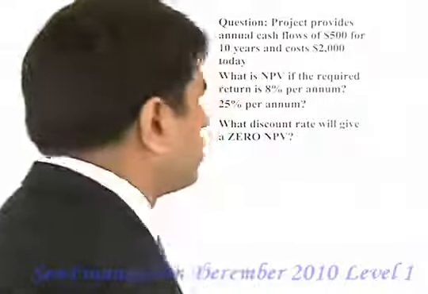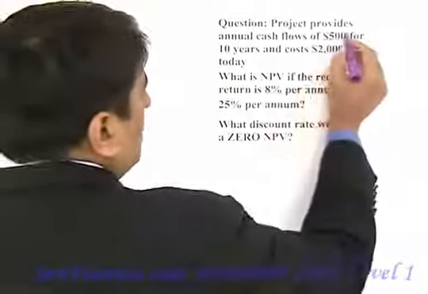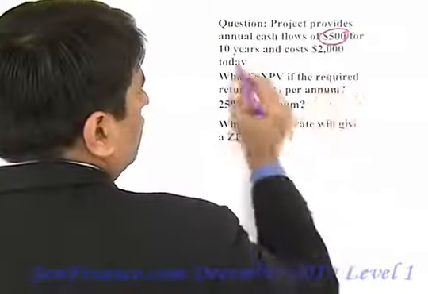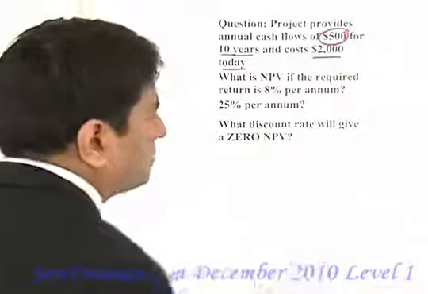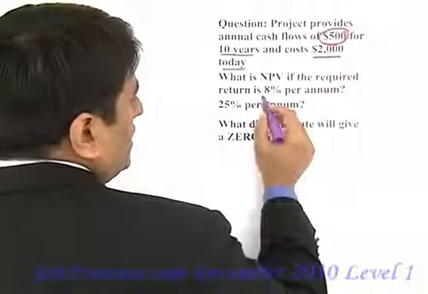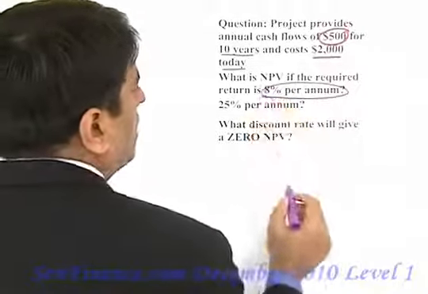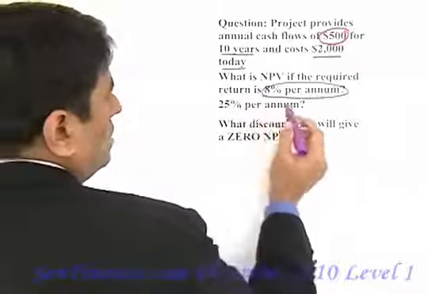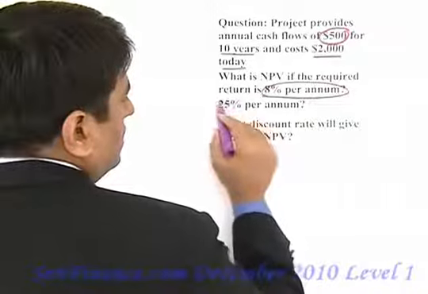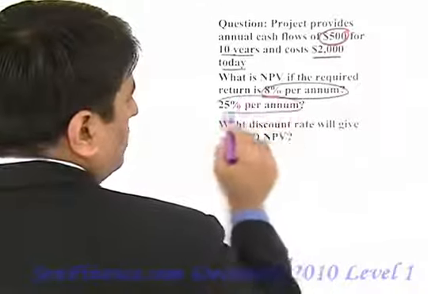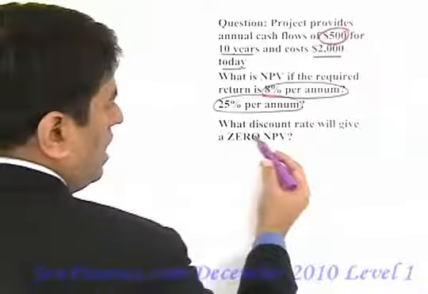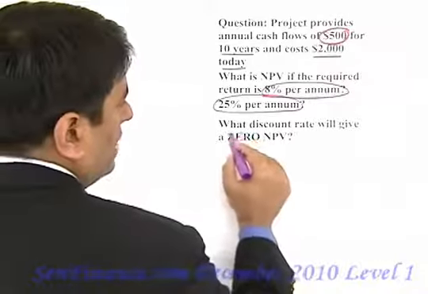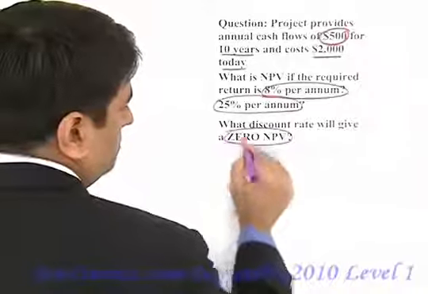In this question, we have to find the NPV for a project that provides annual cash flows of $500 for 10 years, and it costs $2,000 today. The required rate of return is 8% per annum. The second part of the question says that if the required rate is 25% per annum, what could be the NPV? And the last part asks, what discount rate will give us 0 NPV?